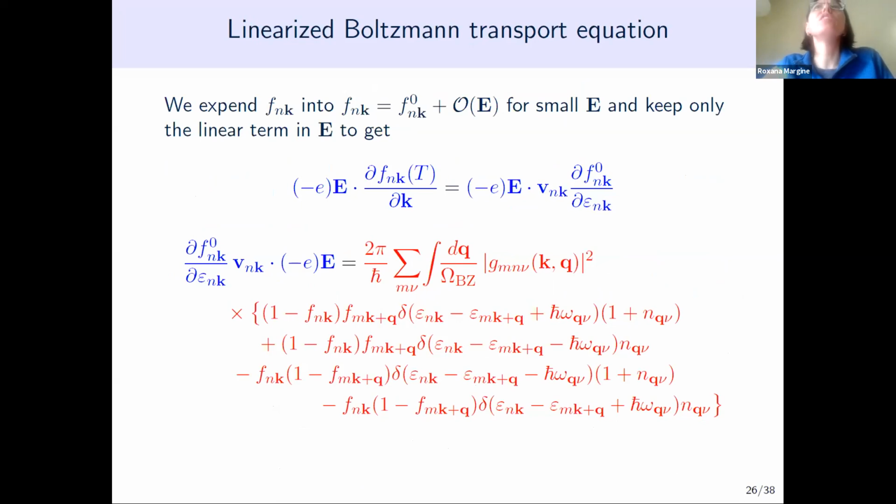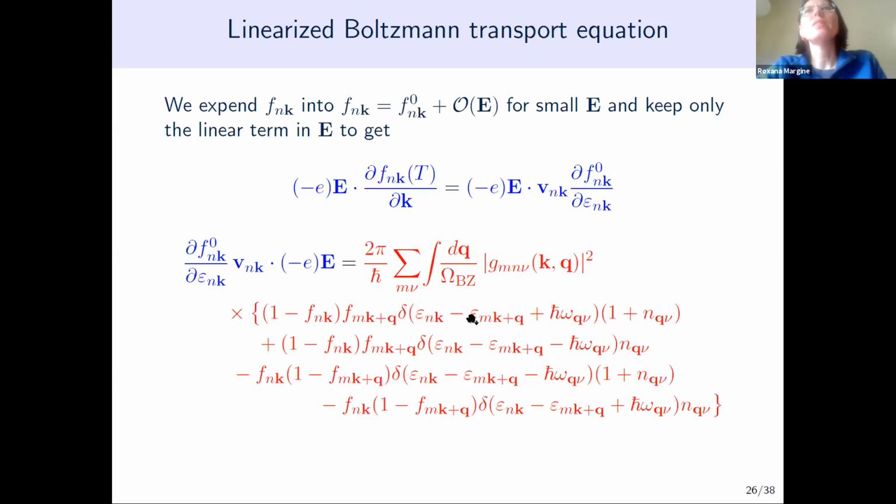Now we can do a further approximation, which is to linearize the Boltzmann transport equation. What this means is that we expand f_nk for small electric fields, and we keep only the linear term in the electric field. In this case, we get the following expression. Now if I cast the four processes that I showed diagrammatically on the previous page, we'll get the equation that I'm showing here.